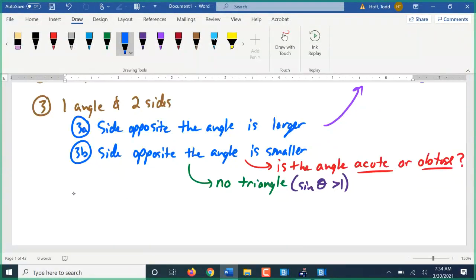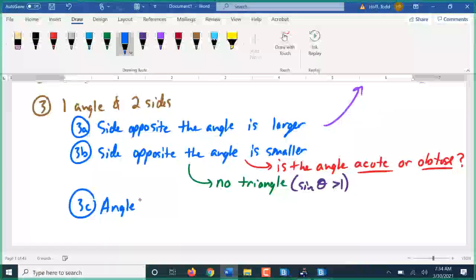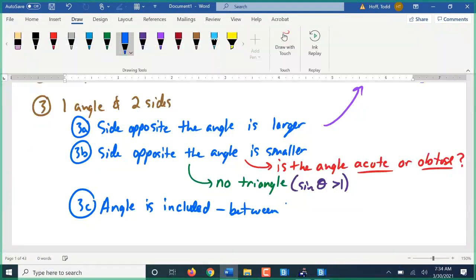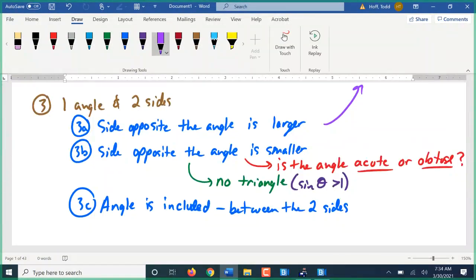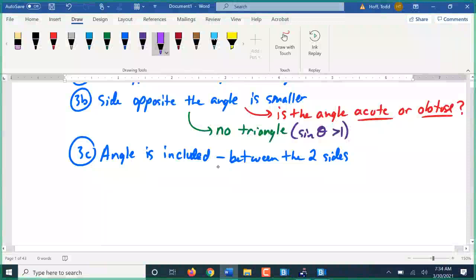And then there is a third subcase where we have 1 angle and 2 sides. And this is where the angle is included. In other words, the angle is between the 2 sides. And here we did not have a side and the opposite angle. So in this case, we're going to use what we're going to look at mostly today, law of cosines.